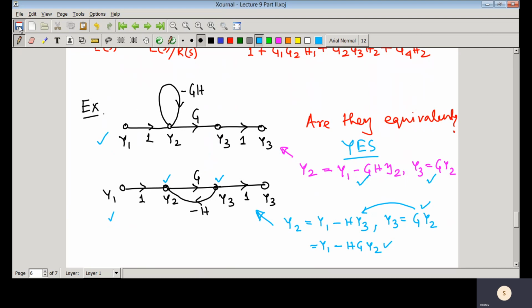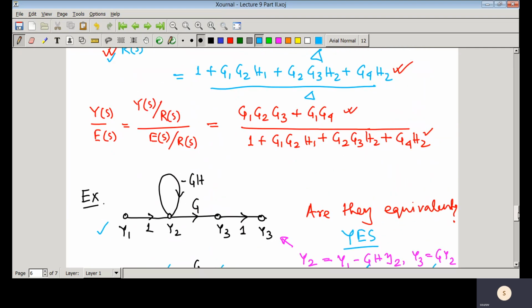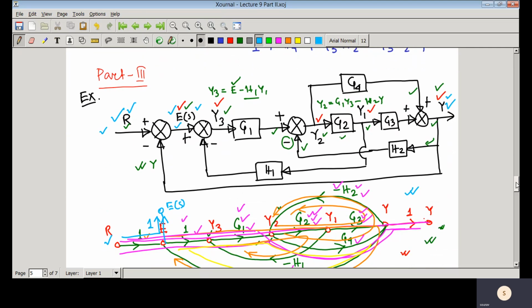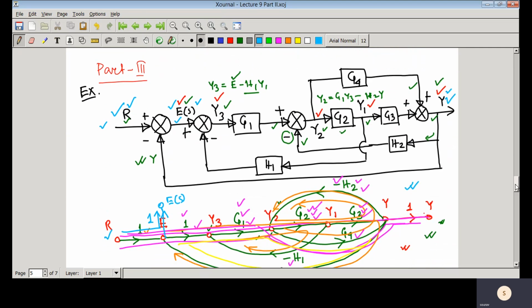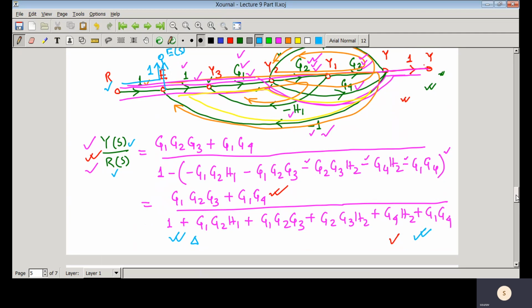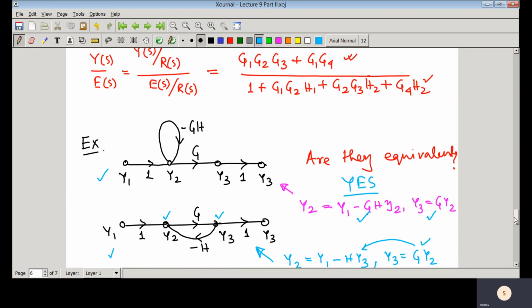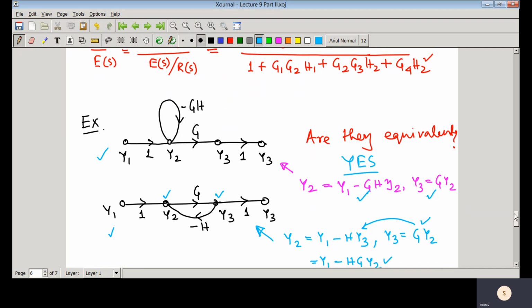So in this part 3, we have taken 2 examples. The first example is, if you have a block diagram, how to find a signal flow graph, and from there, using Mason's gain formula, how to find the transfer function. The second one is, if you have 2 signal flow graphs, they may look different, but they may be the same. So you need to derive all the algebraic equations, and from there conclude whether they are the same or not. Thank you.